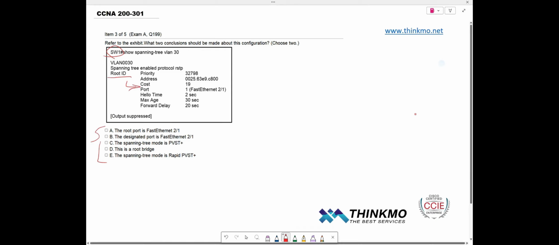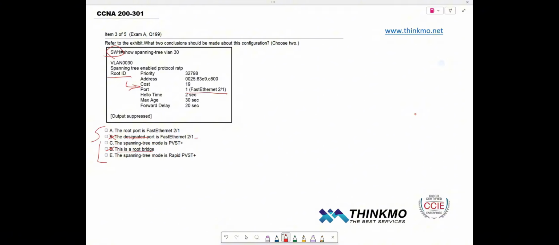But since it's not written, it's not the root bridge, right? If it's not the root bridge, then option D can be eliminated. It says it's the root bridge, right? So this option is eliminated. If it's not the root bridge, then its interface, this 2.1 interface, is also not a designated port, right? The 2.1 interface is not a designated port, so this is wrong.